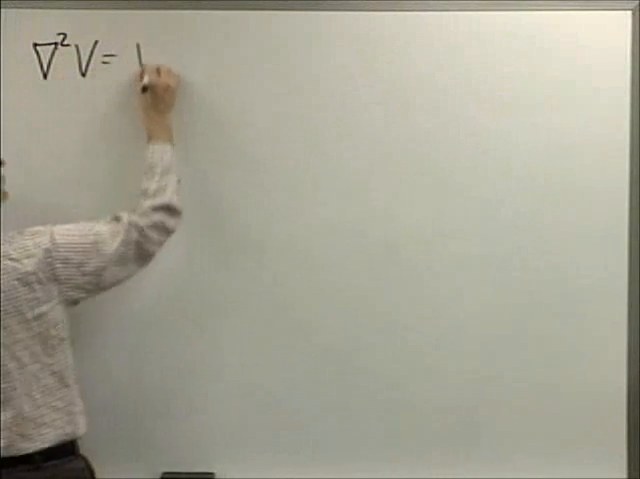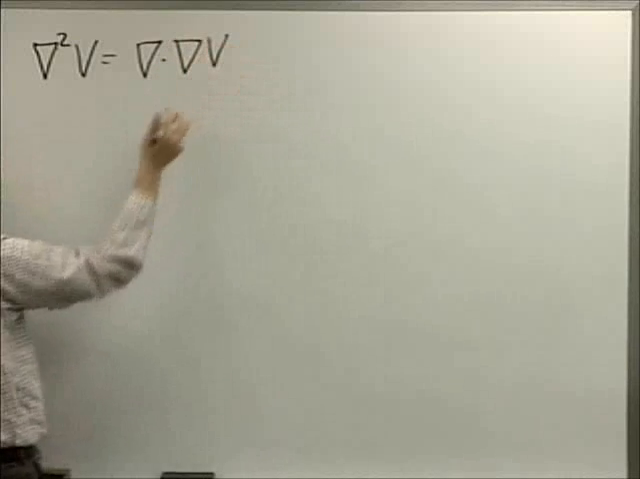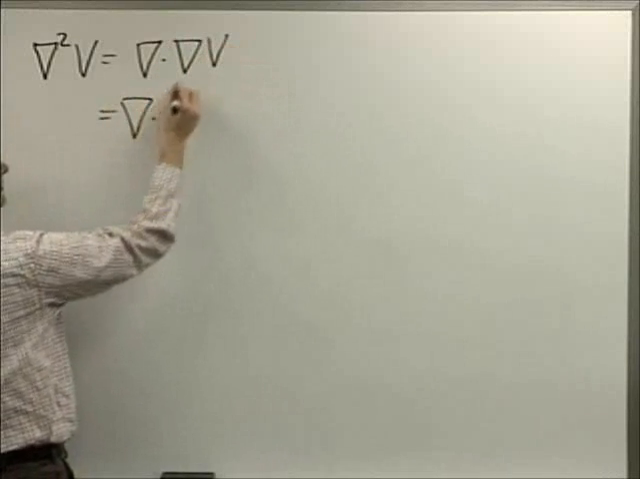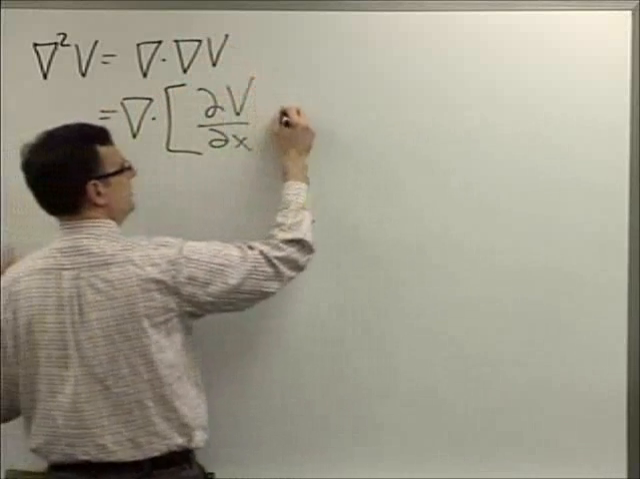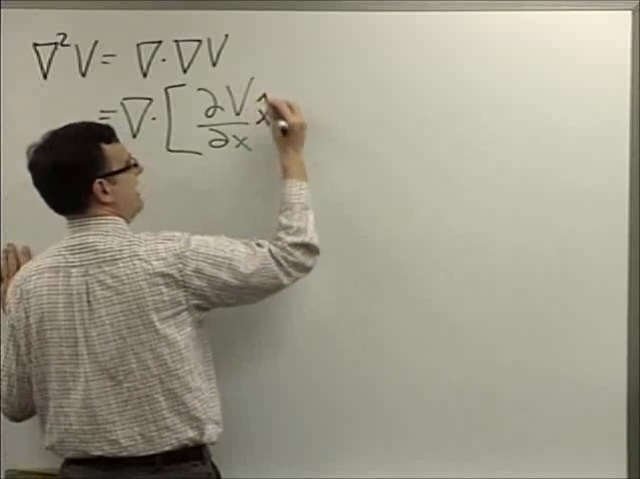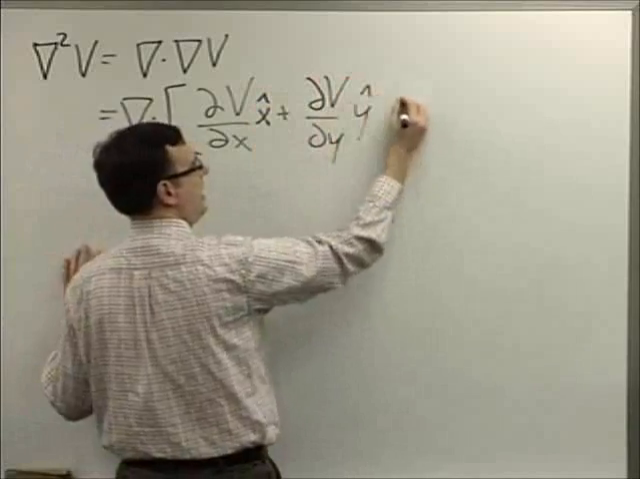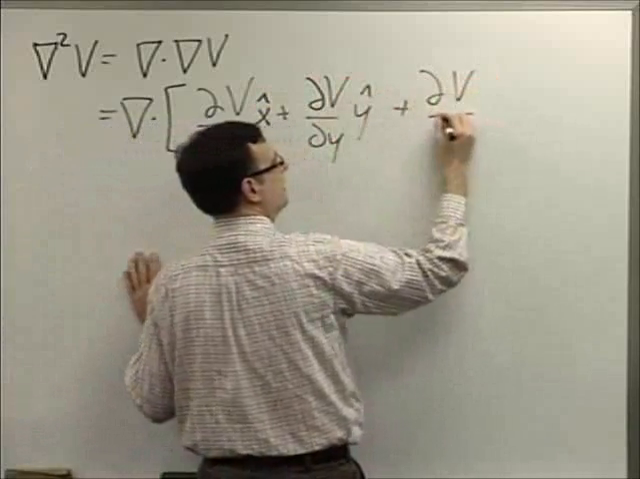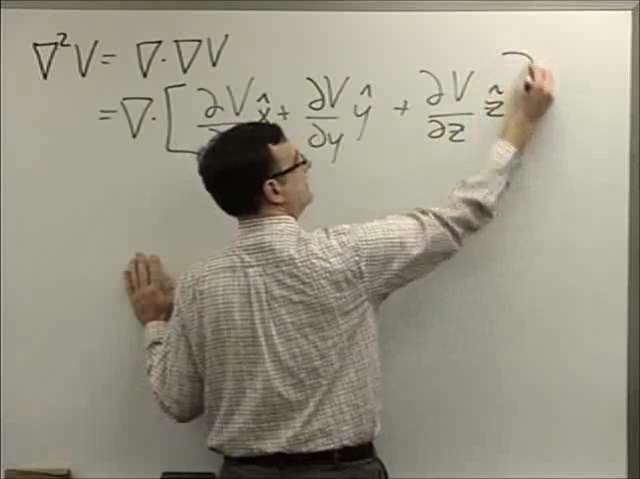If this is equal to the divergence of the gradient of V, well, what is the gradient of V equal to? It's equal to the partial derivative with respect to x of the voltage, stick it on the x hat component. Partial derivative with respect to y, stick it on the y hat. Partial derivative of V with respect to z, stick it on the z hat.